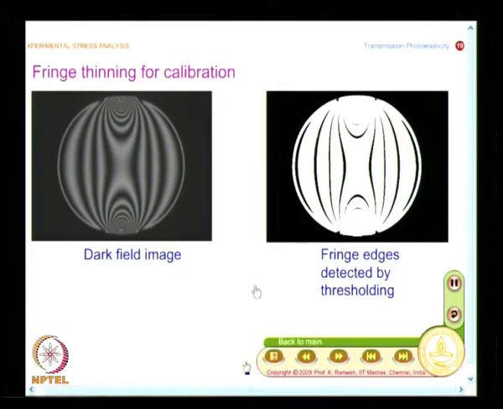And what I have here is the disk under diametral compression fringe pattern, and this is the edge identified image, and I have these edges identified. What I have to do is find out the fringe skeleton, and here what you find is the fringes are not only either horizontal or vertical, they have an arbitrary shape, primarily vertical.